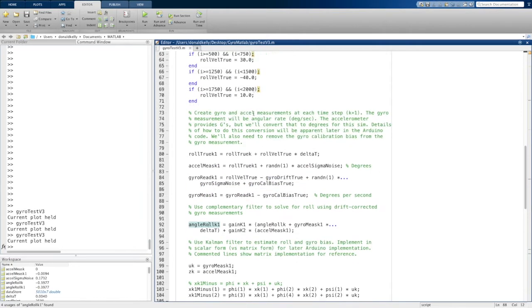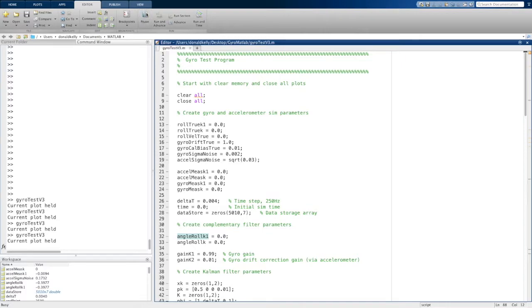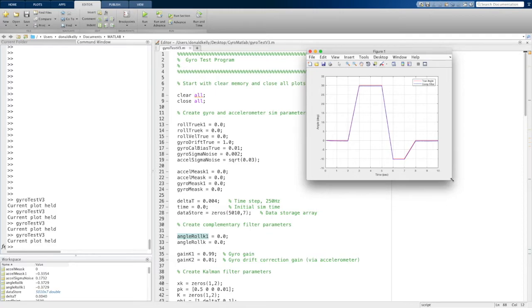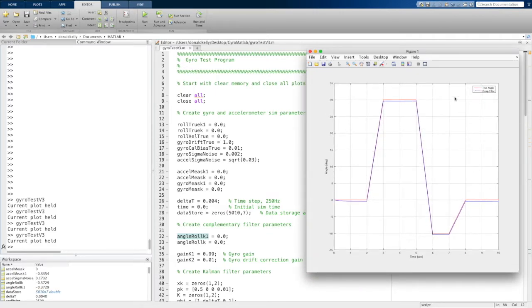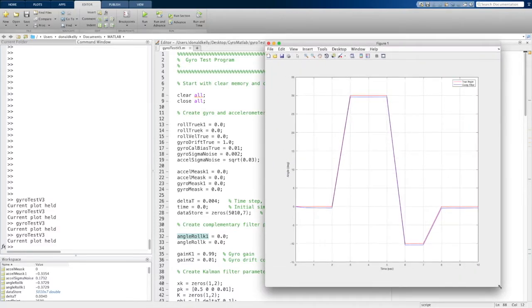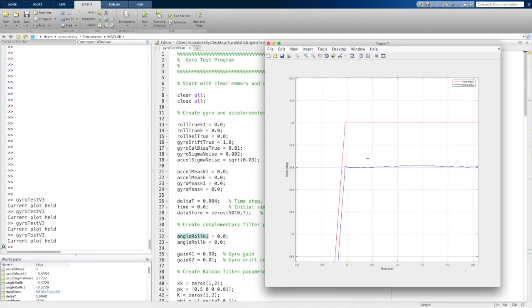So let's see what happens when we run this. Let's go up and select Run. And here we get the complementary filter solution as compared to the true solution that we created in part 1 of the video series. So the blue line is the complementary filter, the red is original, and this points out almost immediately one of the challenges with the complementary filter. If I zoom in on this part up here, we can see that there's a slight lag of the complementary filter.